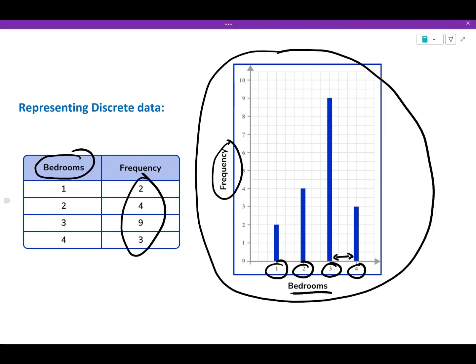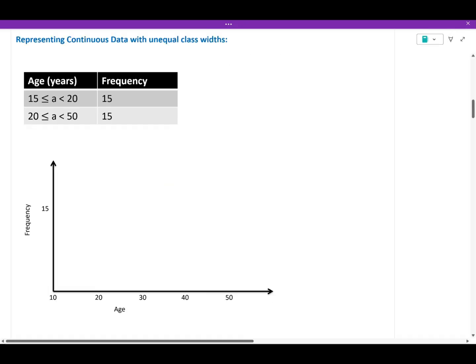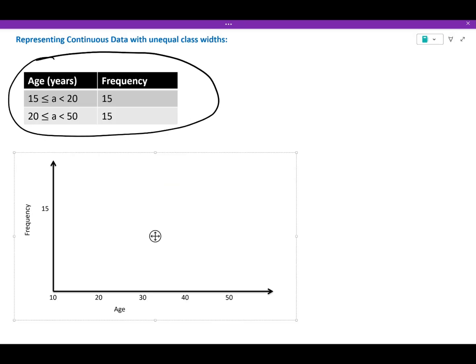Now let's consider continuous data instead. So now we have a frequency table consisting of continuous data, because we've got ages. Now, in real life, we talk about ages as if they're discrete, like 15, 16, 17. However, you can be 15.43 years old, so age could be considered continuous.